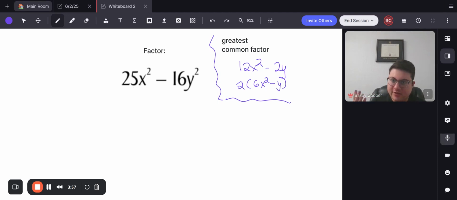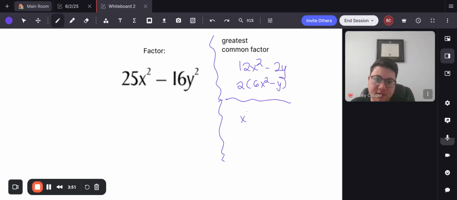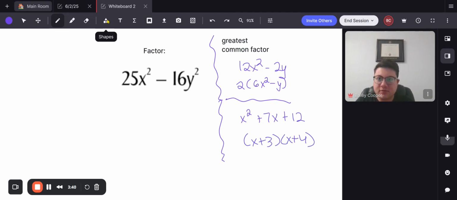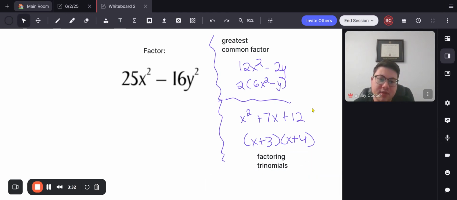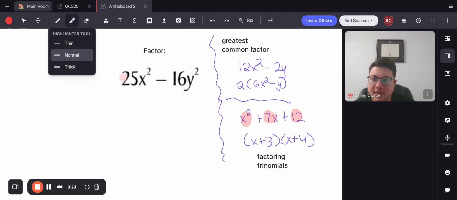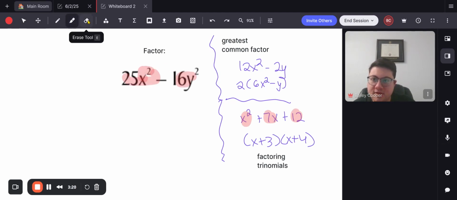There's also factoring into pairs. So, for example, if you have something like x squared plus 7x plus 12, you can factor this trinomial into x plus 3 and x plus 4. So I'm just going to label this factoring trinomials. However, trinomial means there's 3 terms. As you can see here, there's 1, 2, 3 terms in this. And we don't have 3 terms in our expression. We only have 2. So this isn't going to be factoring trinomials either.